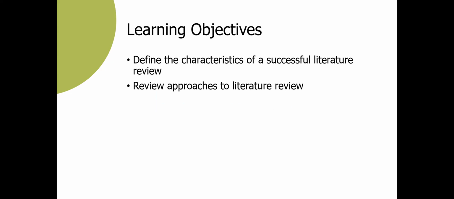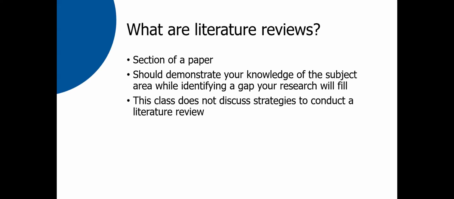Our objectives are to define the characteristics of a successful literature review and briefly review approaches to a literature review. So what is a literature review? For the purpose of this class, it's a section of a paper typically between the introduction and the methods. You may also see it referred to as background or titled with specific themes and subthemes. This section should demonstrate your knowledge of an area while simultaneously identifying a gap your research should fill.